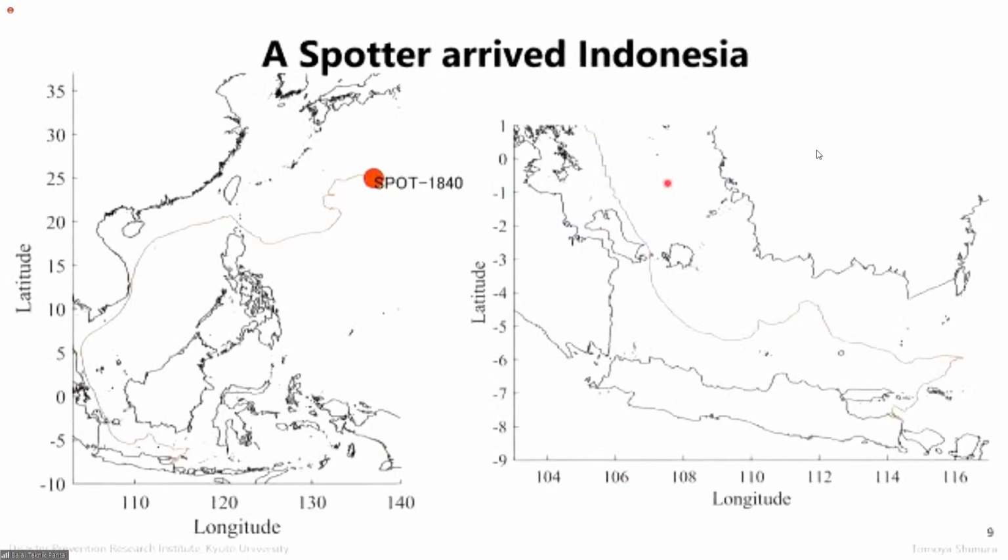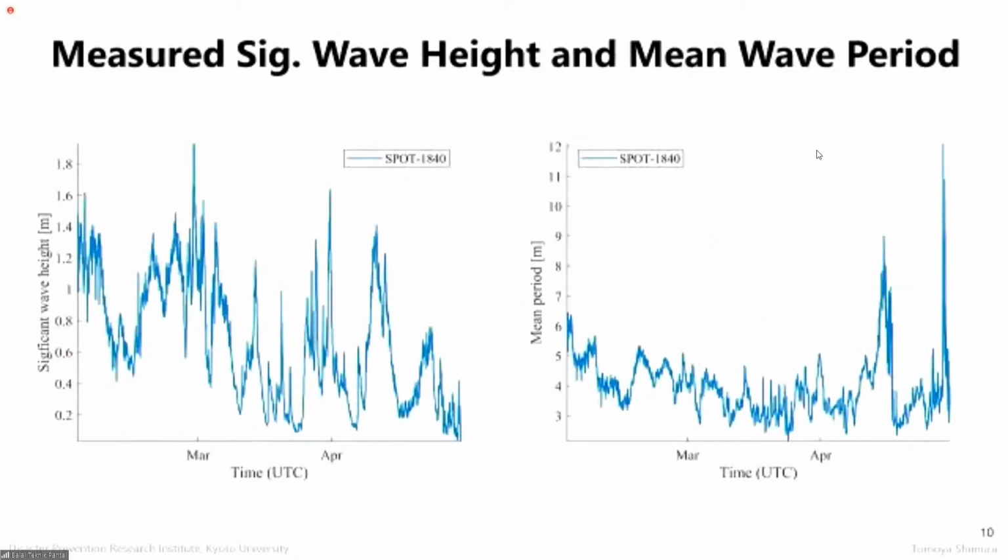Then, as Mori Sensei already showed, Adi-san picked up our Spotter, which started from here, then drifted along Thailand and finally arrived at Indonesia. We received the significant wave height and mean wave period during the drifting.